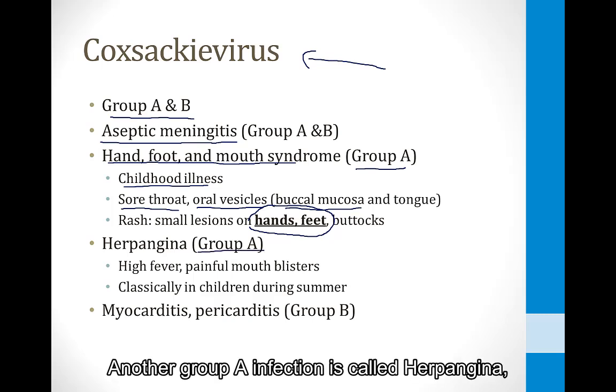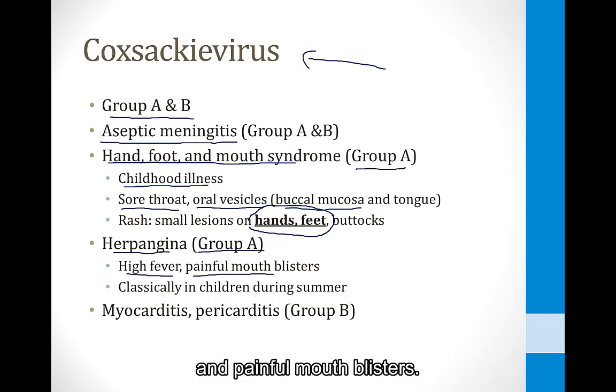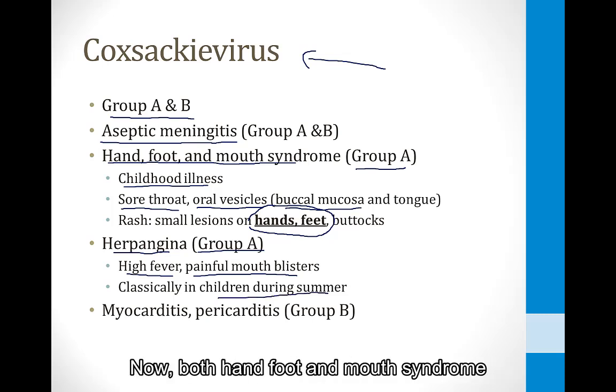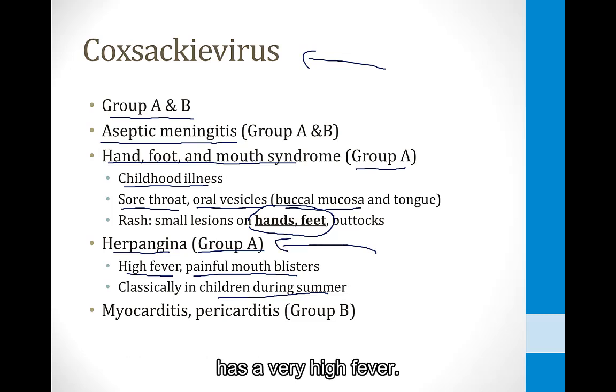Another Group A infection is called herp angina, and herp angina has a very high fever and painful mouth blisters. This also occurs in children, classically during the summer months. Now, both hand, foot, and mouth syndrome and herp angina can cause lesions inside the mouth. What's different is that herp angina generally has a very high fever.